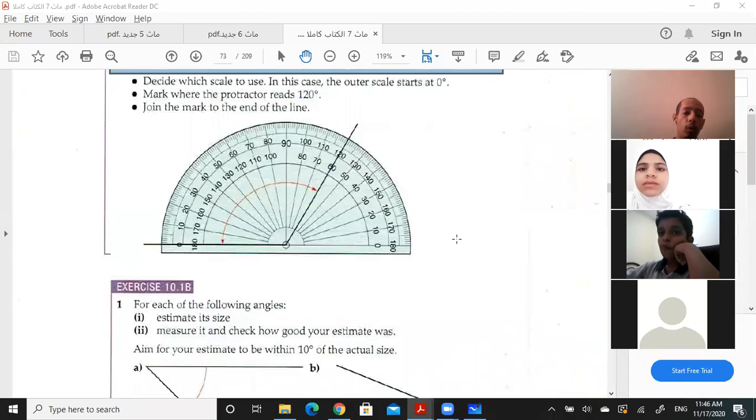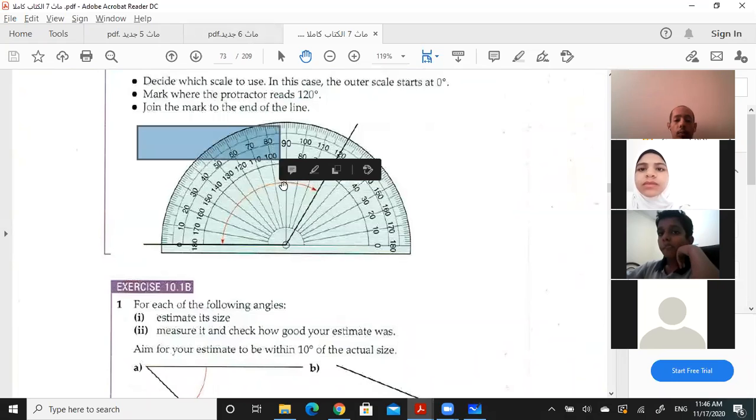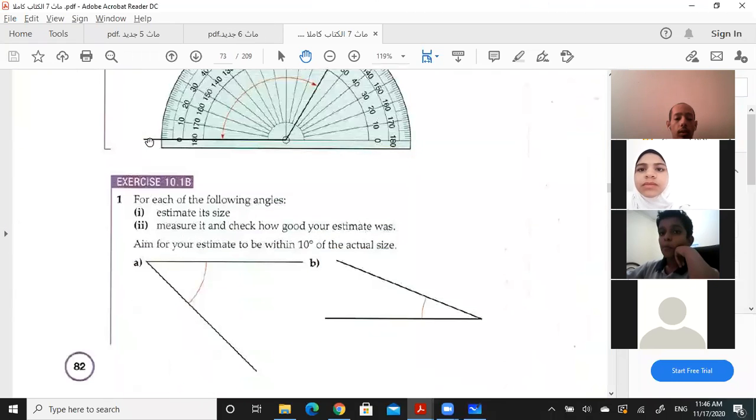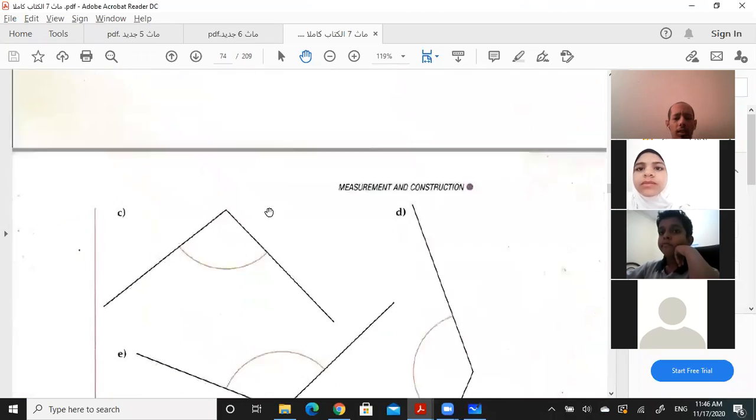Look here. This is in the book. They did just what we did. 120 degrees. Here are some exercises.